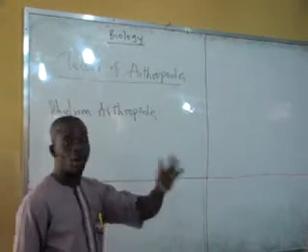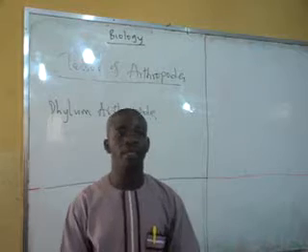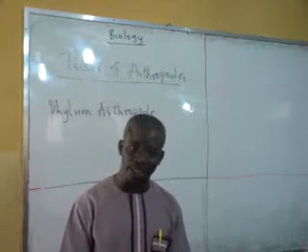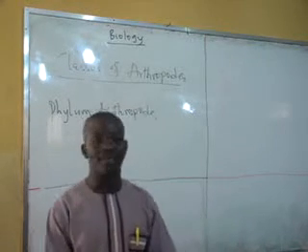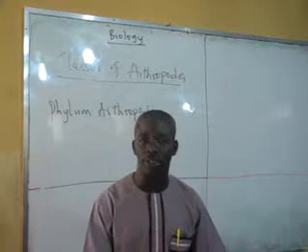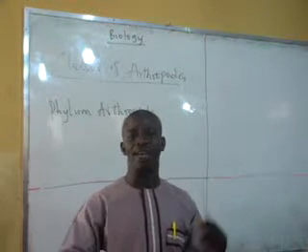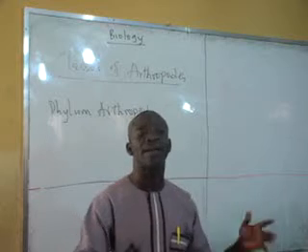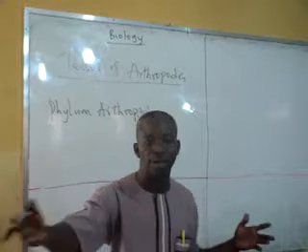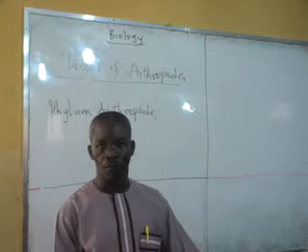And we pointed out three main ones. One, they have jointed appendages, and two, their body is covered with chitinous exoskeleton, and thirdly, their body is metamerically segmented, and we gave meaning to all of this.